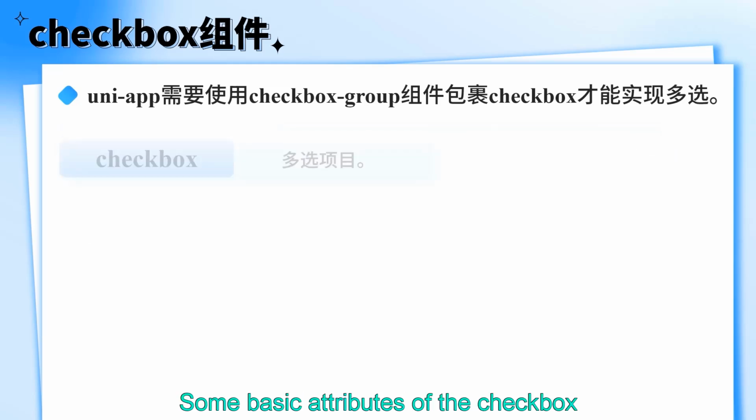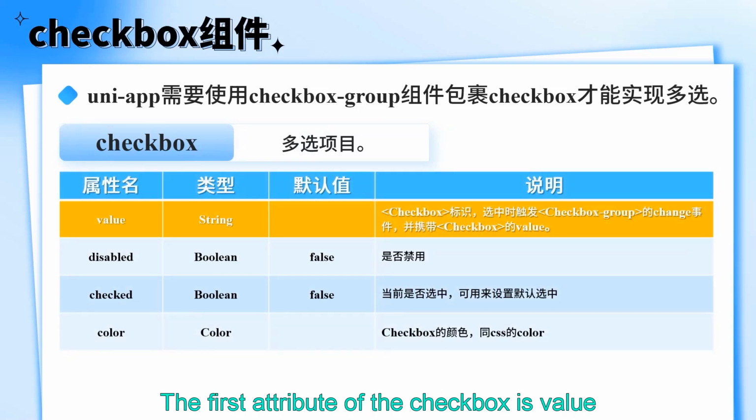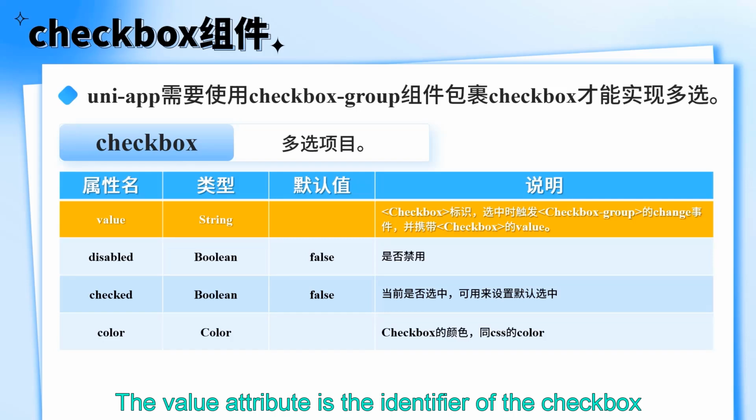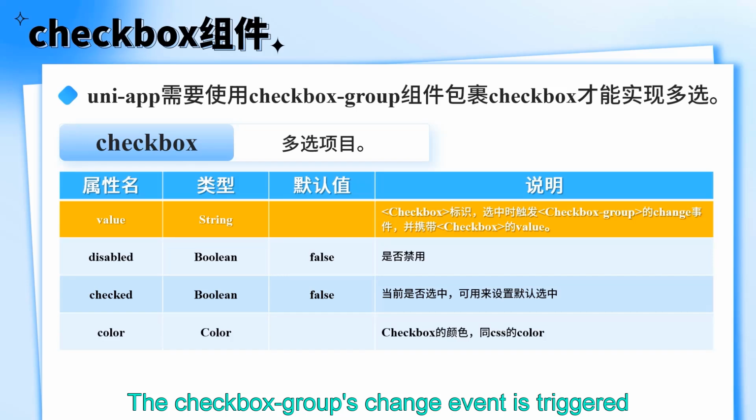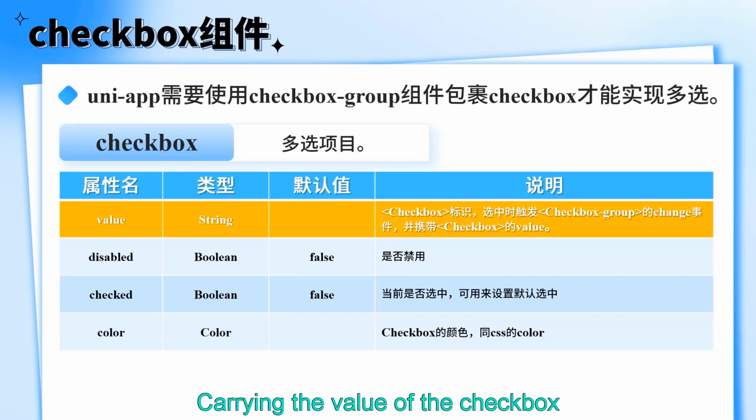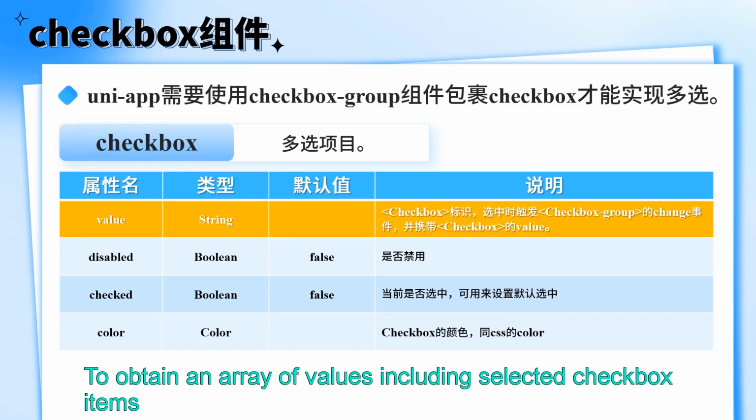Let's look at some basic attributes of the checkbox. The first attribute of the checkbox is value. The value attribute is the identifier of the checkbox. That is to say, when the value of a checkbox selection changes, the checkbox group's change event is triggered, carrying the value of the checkbox. Each checkbox is checked or unchecked, and can be handled in the checkbox group's change event to obtain an array of values including selected checkbox items.